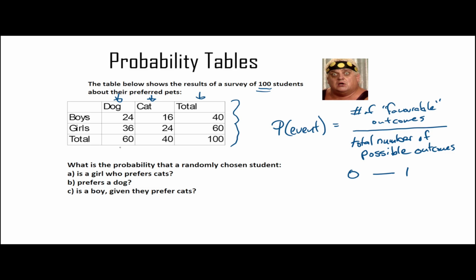So let's have a look. What is the probability that a randomly chosen student, and whenever you see randomly chosen, you should be thinking, aha, we're going to be dealing with the total of all the students. So what is the probability that a randomly chosen student is a girl who prefers cats?